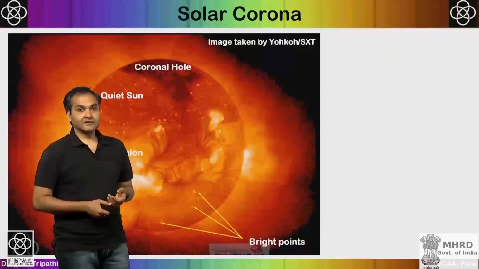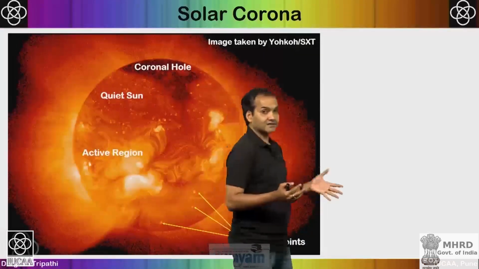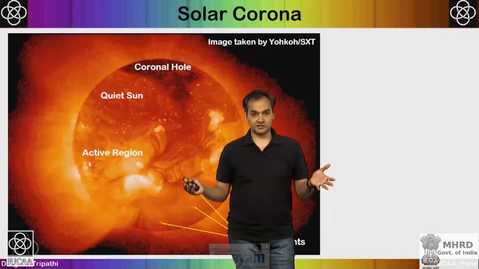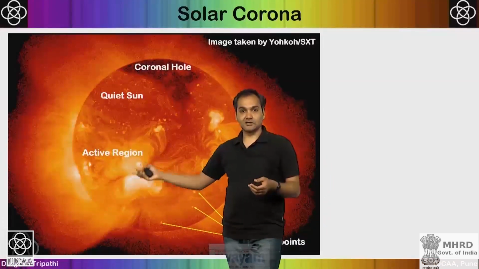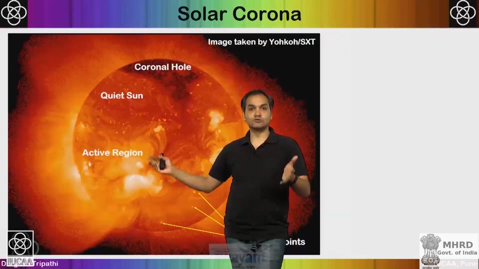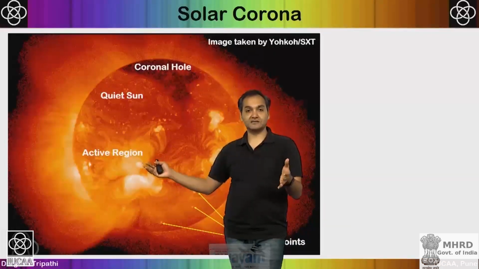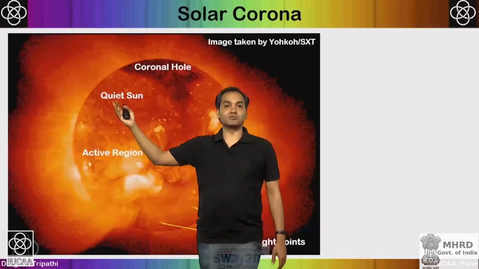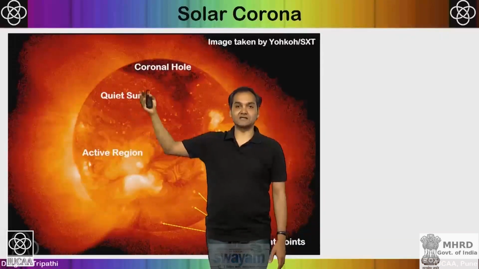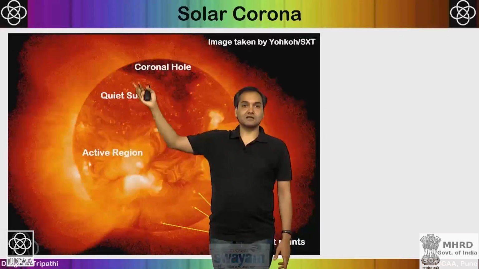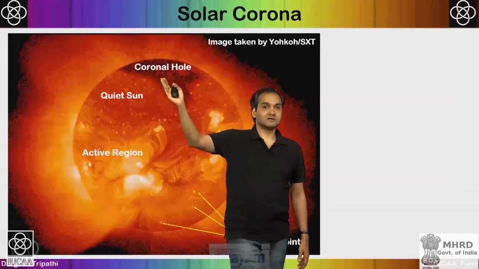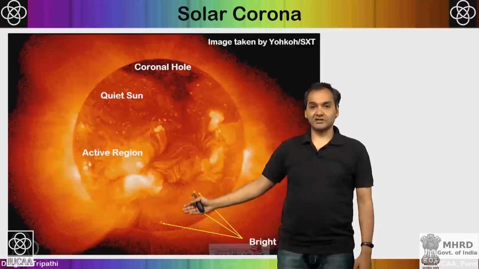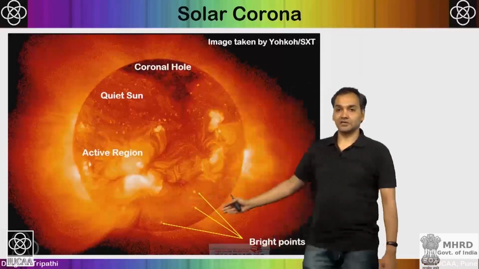And if you do that, then you find images like that, and you can see that the corona itself has various structures on the disk. You have these really bright regions which are like closed loop structures, and they are really bright, that we call active regions. And then you have the quiet part where not much is seen, but only some bright dots here and there, that is called the quiet sun. And then you have a really dark region which we call a coronal hole. In addition, you have these bright dots appearing on the surface, and we call them bright points.